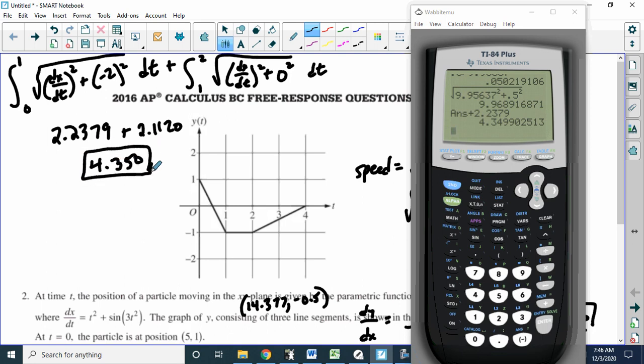So again, the reason we needed to split that one up is because dy/dt was not the same thing on the entire interval from 0 to 2. It follows two functions, this function for a little bit and then this function for a little bit.